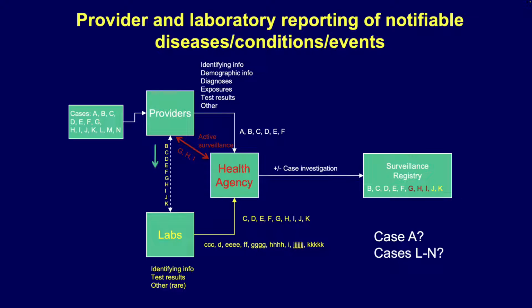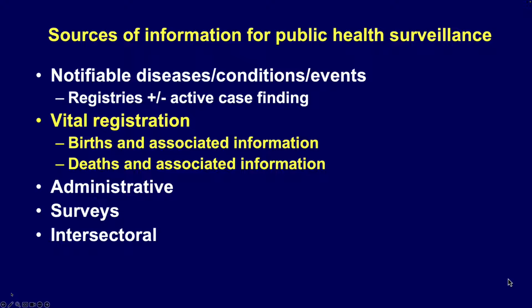Cases J and K were not initially reported by providers or identified via active surveillance, but they were picked up through laboratory reporting. And cases L through N are completely missing from all 3: provider reports, active surveillance, and laboratory reports.